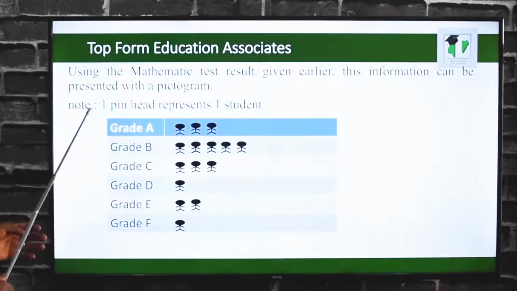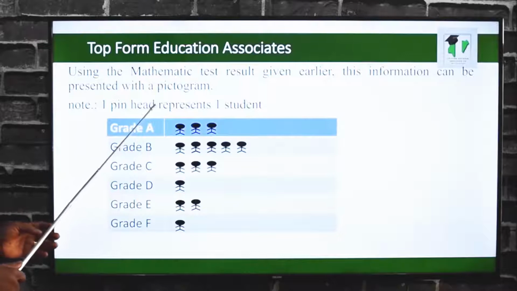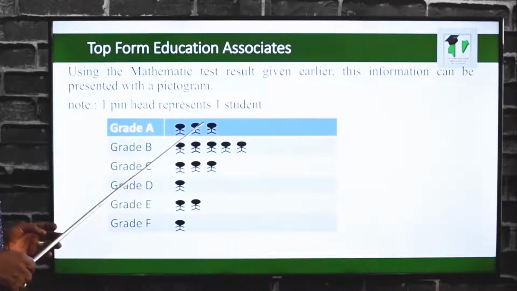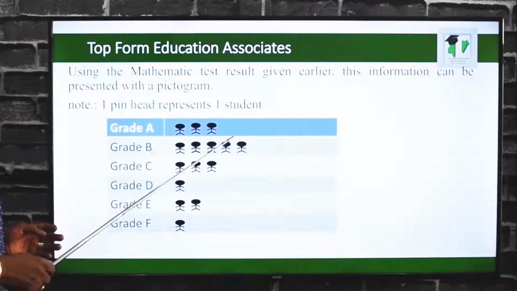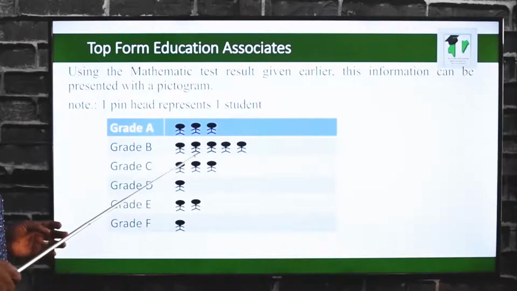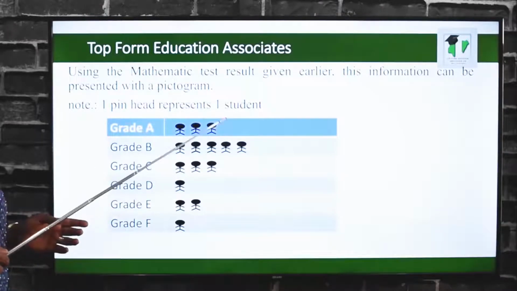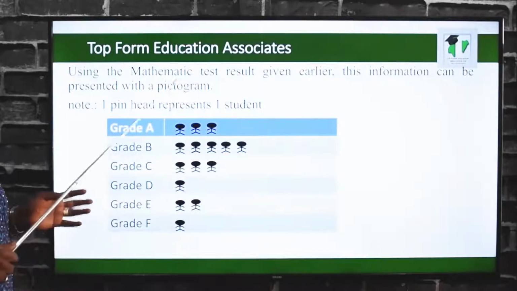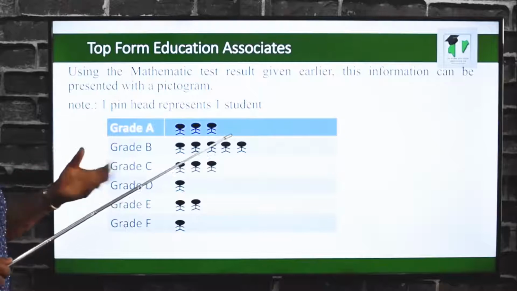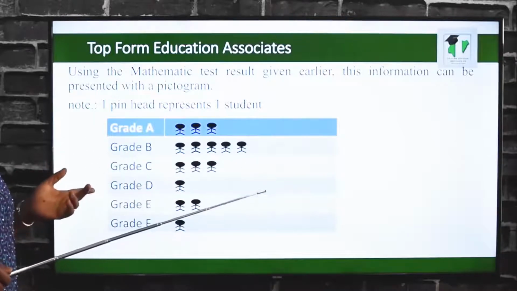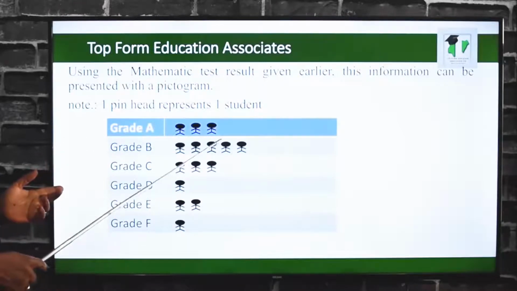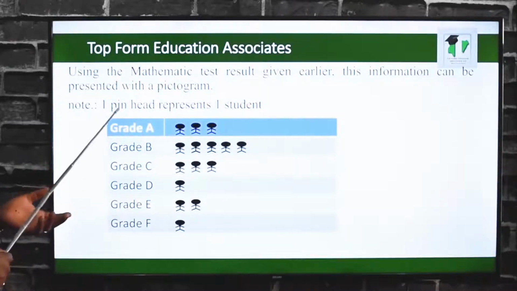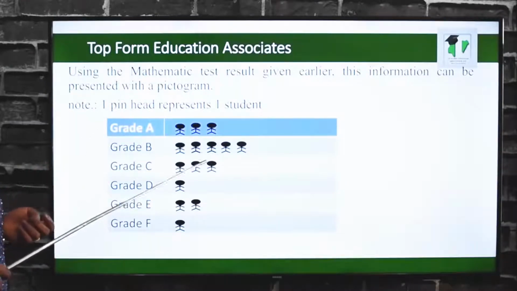And I said here, note, 1 pinhead represents 1 student. So this is a pinhead. It represents 1 student. So as I said before, when you are presenting statistical data with a pictogram, you must get pictures that resemble the data. So these pictures, when you see them, you will know they resemble human beings. That's why we call them pinheads.